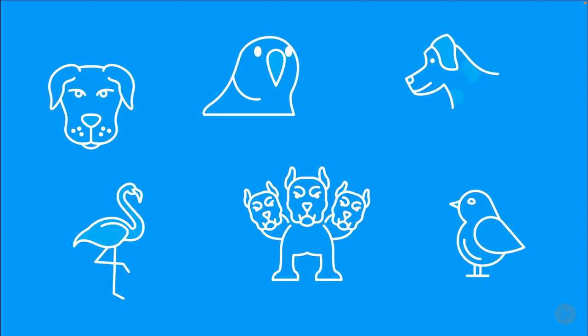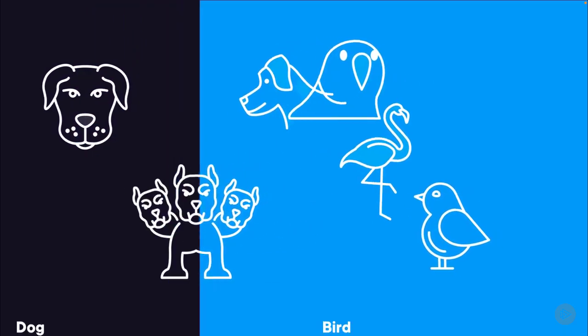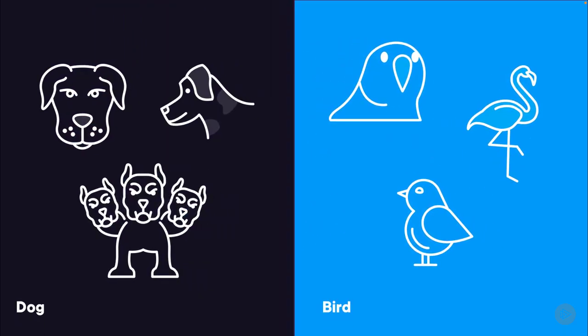Just as an example, and here I'm going to use images, but bear with me. Here you can see a few images. If I ask you to classify them, you would probably do something like this. These are the dogs on the left, and these are the birds on the right.